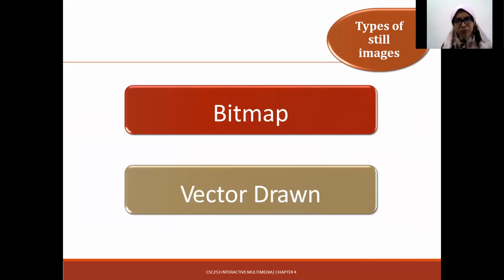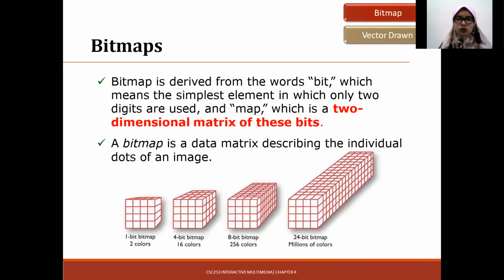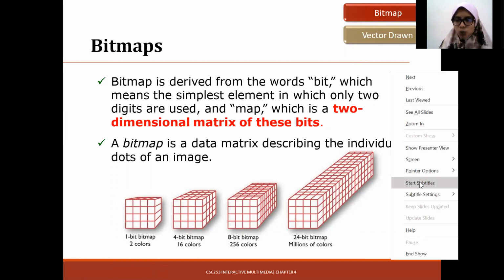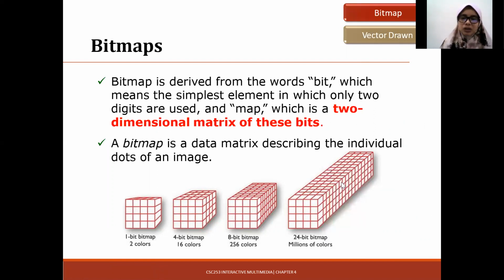So there are two types of still image. The first one is bitmap. The second one is vector drawn. Let's look first at bitmap. Bitmap is actually derived from the word bit, which means the simplest element in which only 2 digits are used. Why 2 digits? Because 1 bit means you have 1 bit, so 2 to the power of 1 is equal to 2. So you have 2 digits, 0 and 1. 2 input combination, 0 and 1.